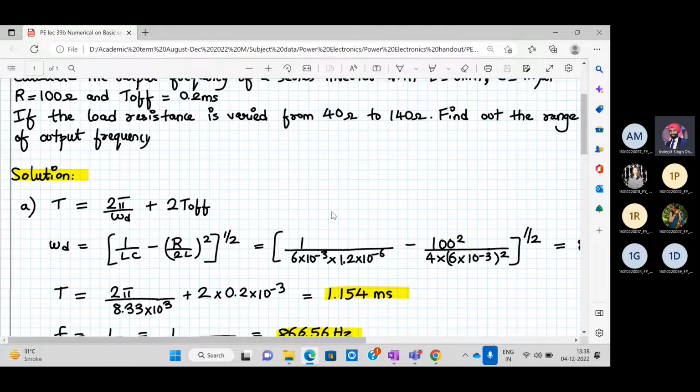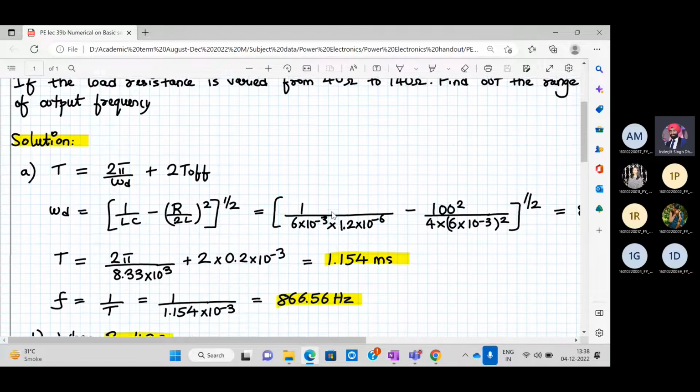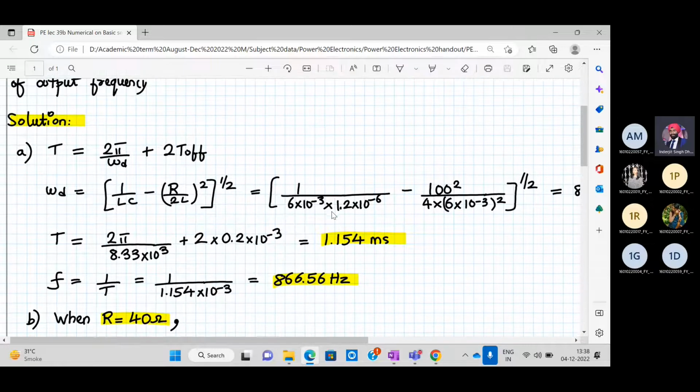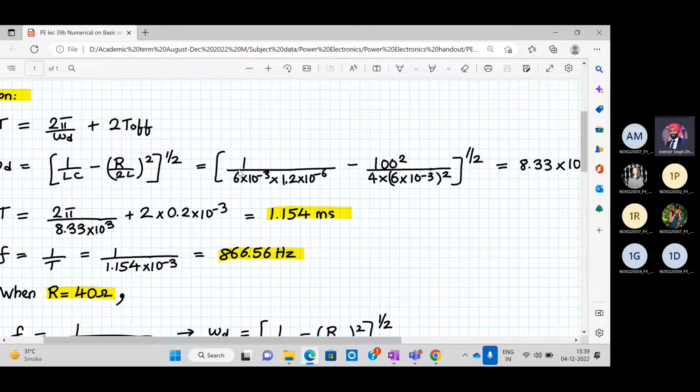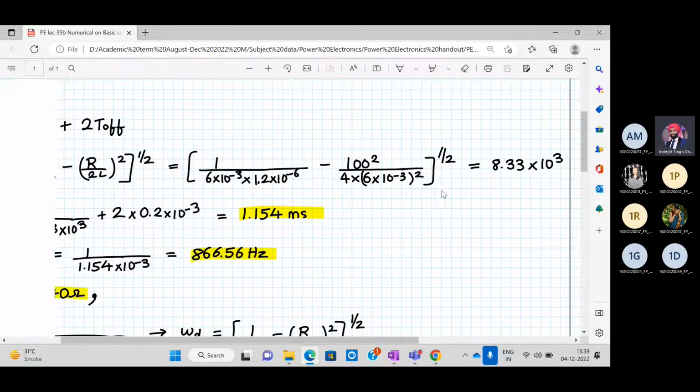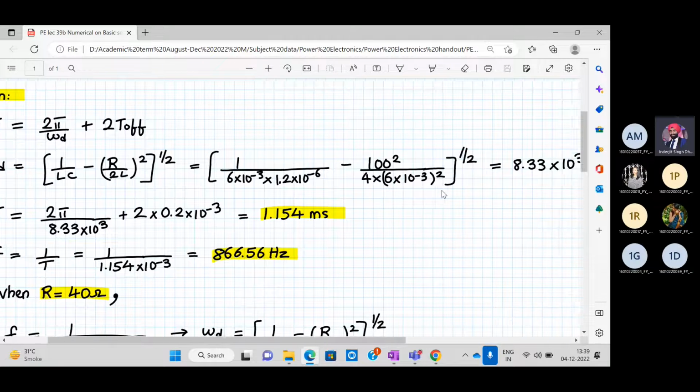Okay, so let's begin. Now we know the formula for T. It's a very simple application of formulas which have been discussed before. So T is 2 pi upon omega d plus 2 T off. Now the omega d formula is the square root of 1 upon LC minus the square of R upon 2L. So you have the value of L, the value of C, and also the value of R. Substitute in this formula and let the calculator do the calculations for you.